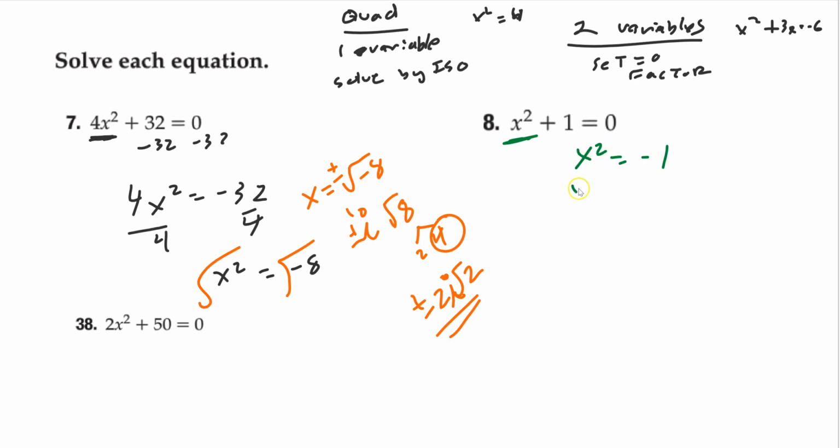X squared equals negative 1, square root it. Don't forget the plus and minus. Anytime you square root, you should get a plus and minus. Square root of negative 1 is i. So there you go. X equals plus or minus i.